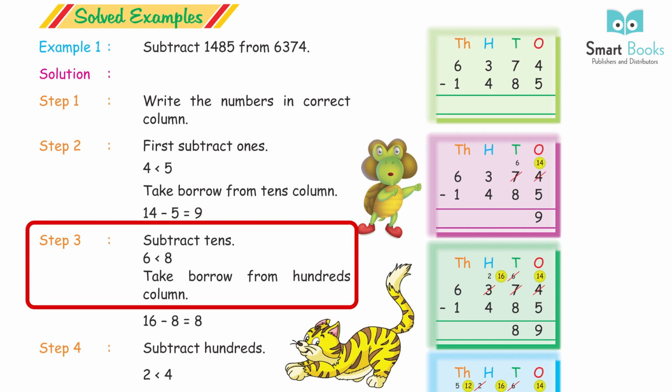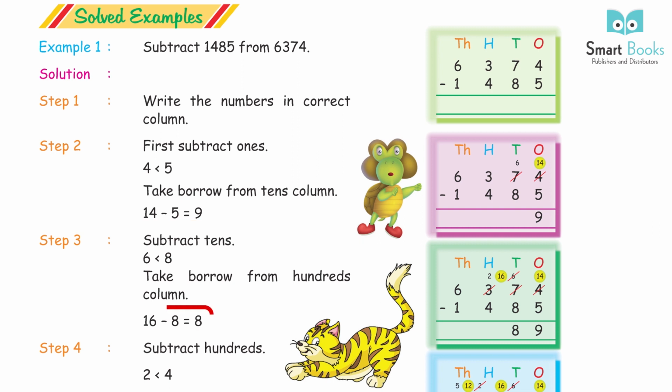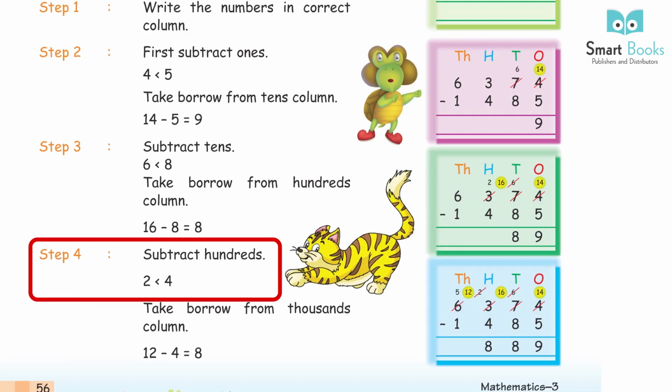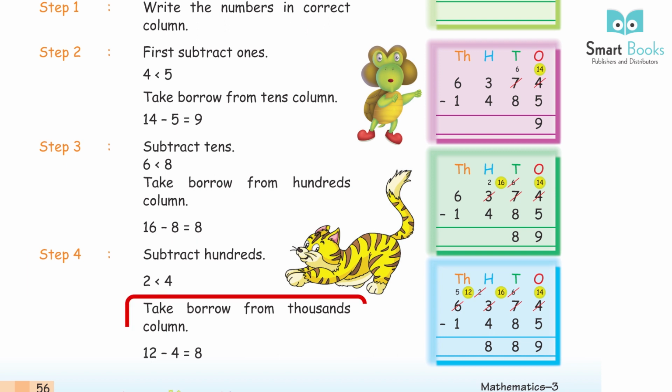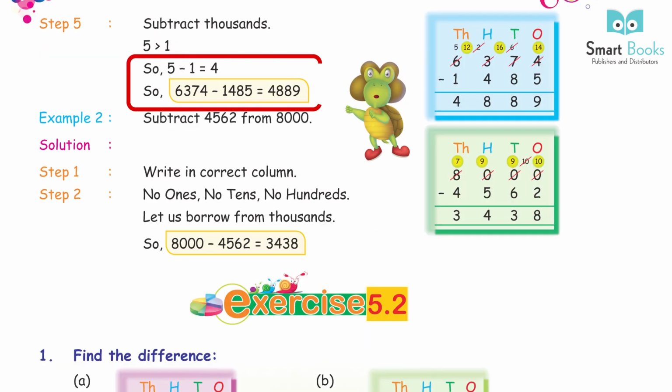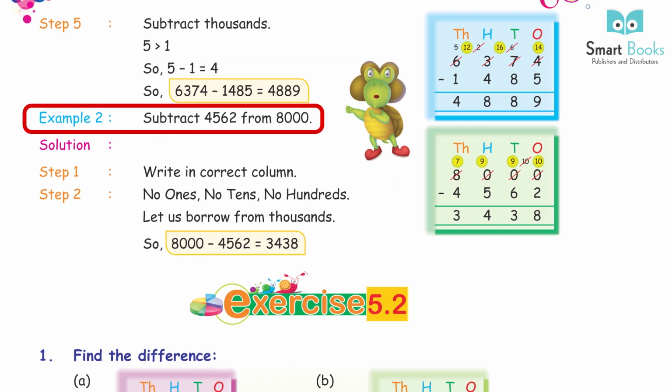Step 3. Subtract tens. 6 is less than 8. Take borrow from hundreds column. 16 minus 8 is equal to 8. Step 4. Subtract hundreds. 2 is less than 4. Take borrow from thousands column. 12 minus 4 is equal to 8. 5 is less than 1. So 5 minus 1 is equal to 4. So 6374 minus 1485 is equal to 4889.